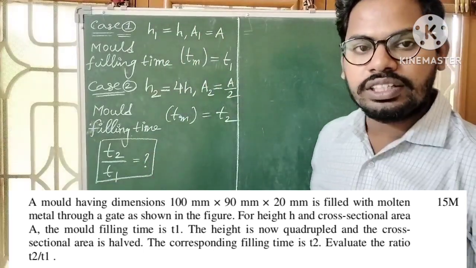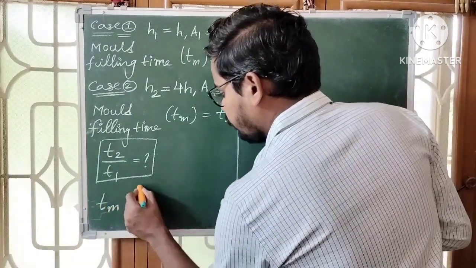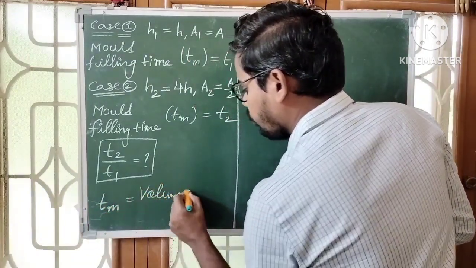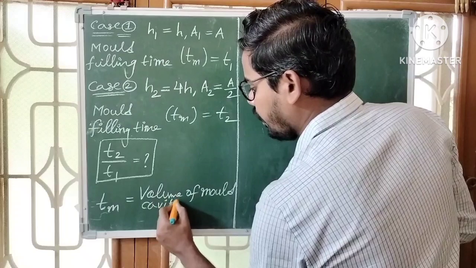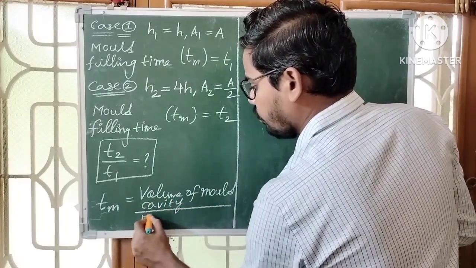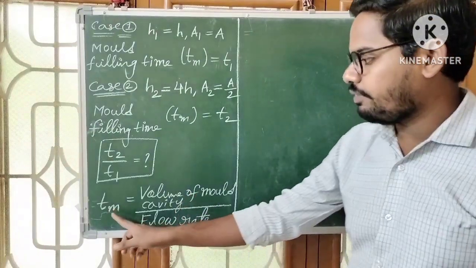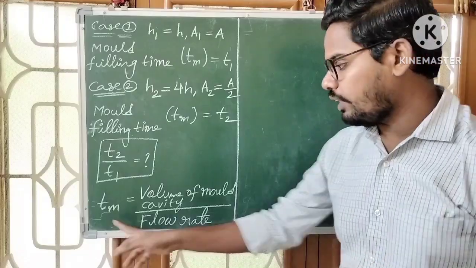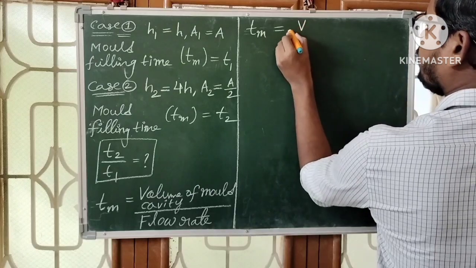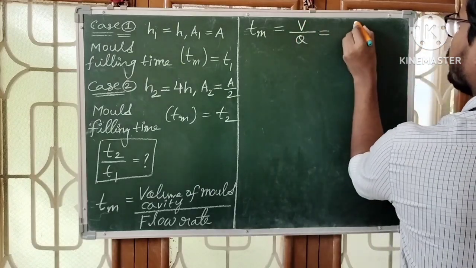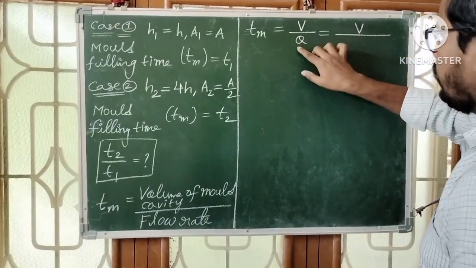Before that, what is the formula for mould filling time? Mould filling time Tm is equal to volume of mould cavity by flow rate. So this is the formula for mould filling time. Remember, the volume of mould cavity V is constant. And what is Q? Flow rate.